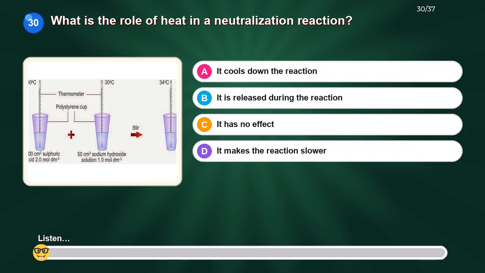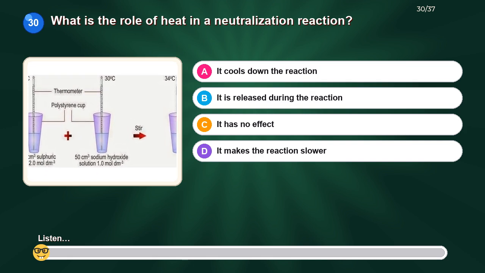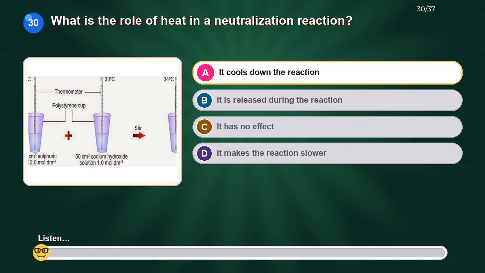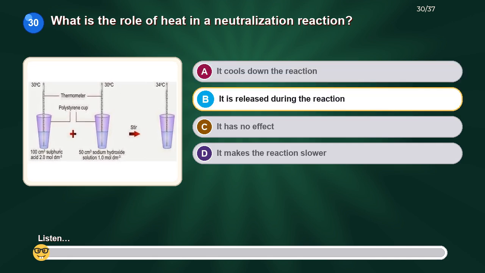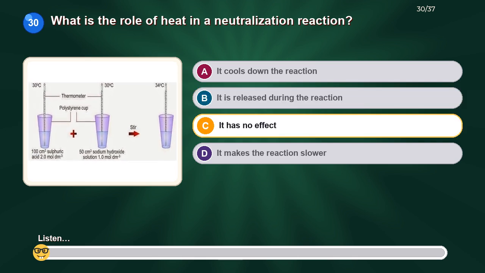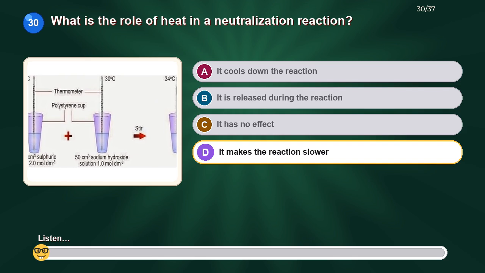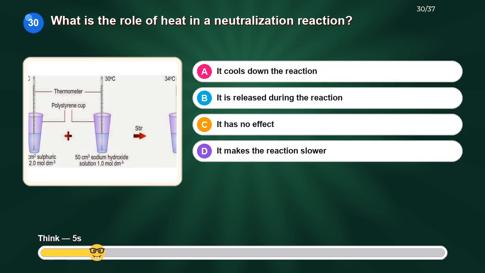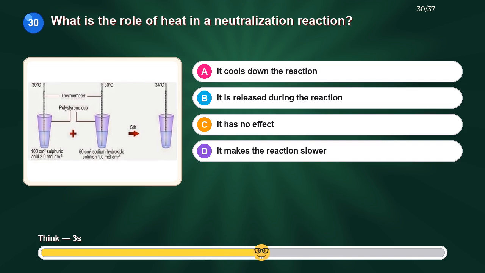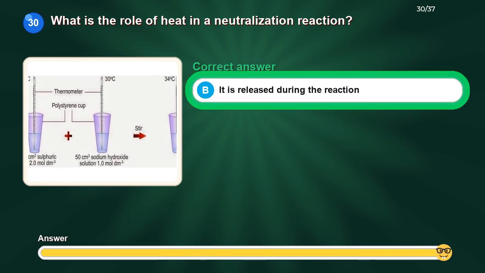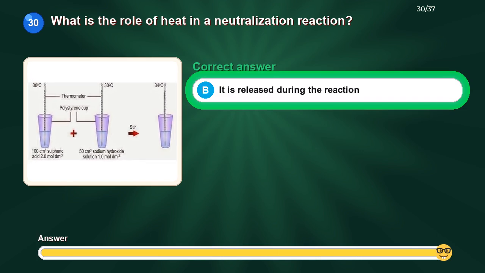What is the role of heat in a neutralization reaction? Option A, it cools down the reaction. Option B, it is released during the reaction. Option C, it has no effect. Option D, it makes the reaction slower. The correct answer is, it is released during the reaction.